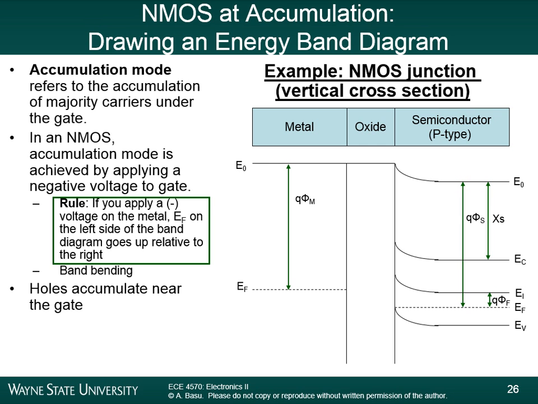Now we have to analyze the energy band diagram. Again, since we have a p-type substrate, we're interested in what the holes are doing in that substrate. The number of holes in a semiconductor is determined by how close EF is to EV. Let's recall this concept from Chapter 3. If you move EF closer to the valence band, what happens to the hole concentration?